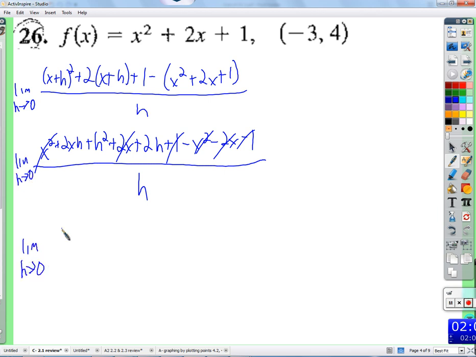Goes to 0 of h times 2x plus h plus 2. Cancel. And we let h go to 0 and we're left with 2x plus 2. This is, of course, as we've said several times, the derivative, the function that tells us the slope. Alright, so the thing that it wants to know is the equation of the tangent line, of the line that is tangent to this graph here at this point here.